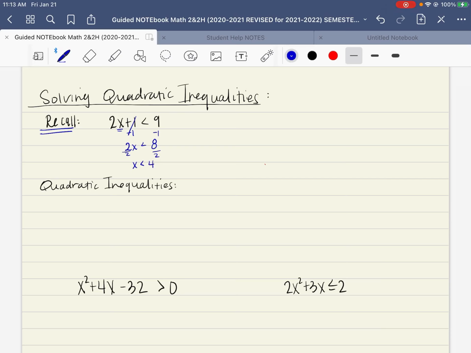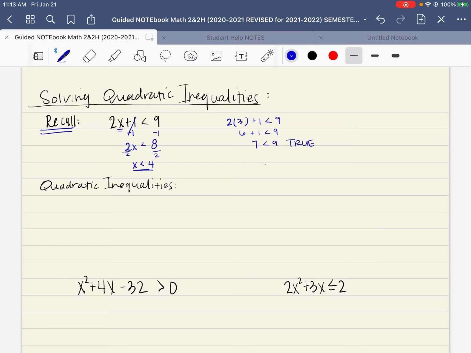So what does that mean? Well, it means that if we choose any value that is less than 4 to plug in for x, it will make the inequality true. For example, if I choose the value 3, which is less than 4, and I put 3 in for x, the value should create a true inequality. So this is 6 plus 1 is less than 9, right? 7 is less than 9, that is true.